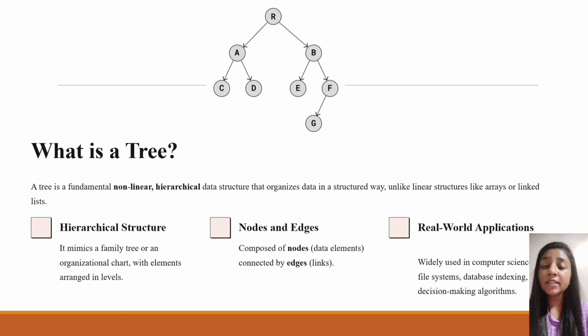In computer science, a tree is a nonlinear hierarchical data structure. Each element is called a node, and nodes are connected by edges. You can think of it like a family tree, or a folder structure in your computer, or even a chatbot decision tree. For example, in Windows Explorer, the Documents folder is the root, and inside it are other folders and files as children. Let's start with the fundamentals.